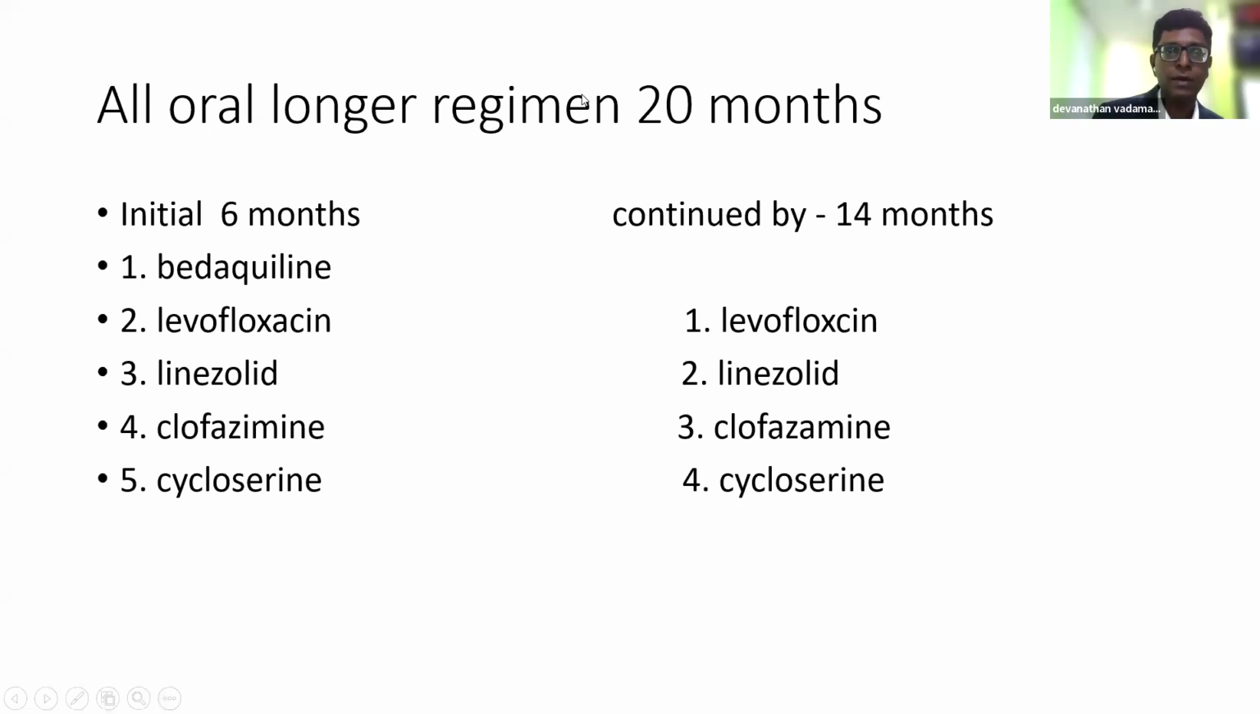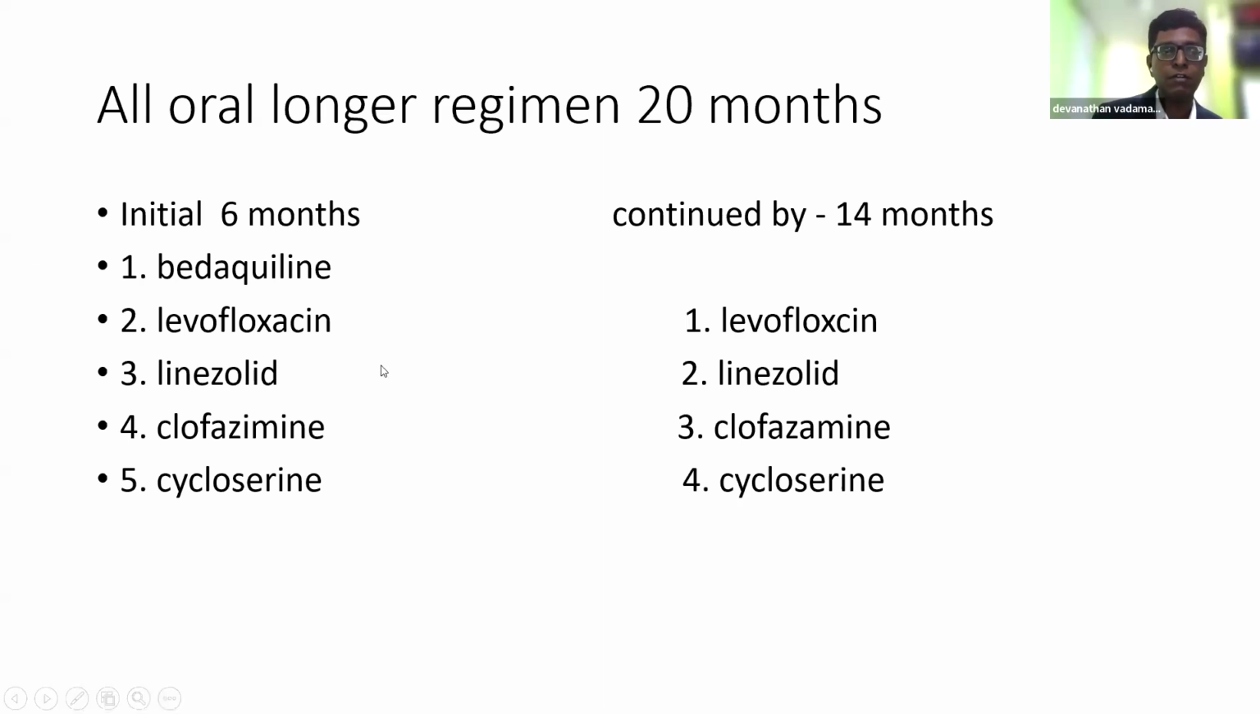The long oral regimen is a 20 months regimen, preferably given to patients with extensive disease, CNS or bone and spine disease, disseminated disease, or who have any drug resistance or intolerance, who are not eligible for the 6 months BPaL-M or shorter MDR. Remember, 20 months is a very long duration to take, but in certain situations this is the best regimen.